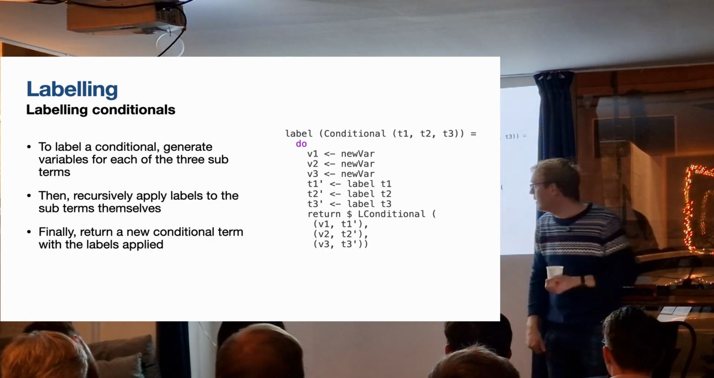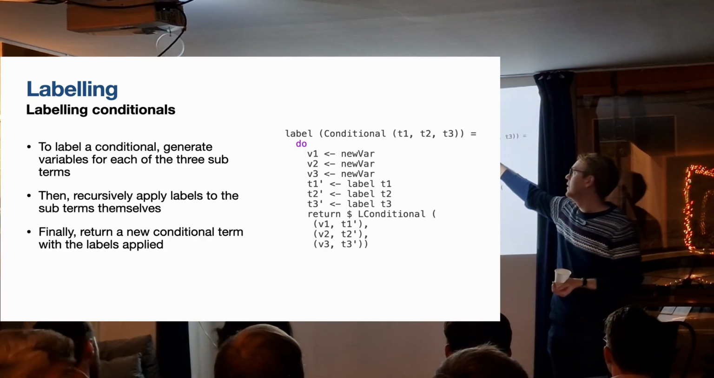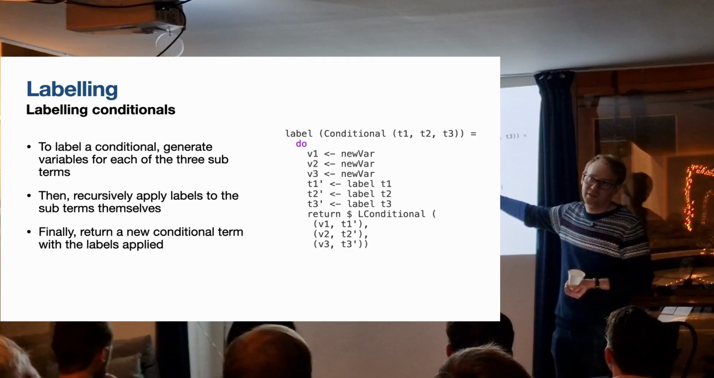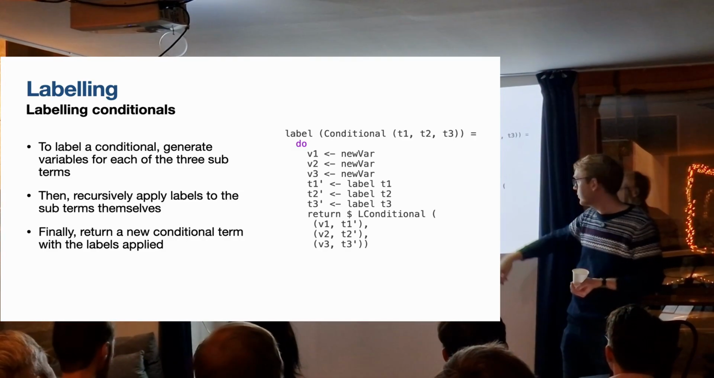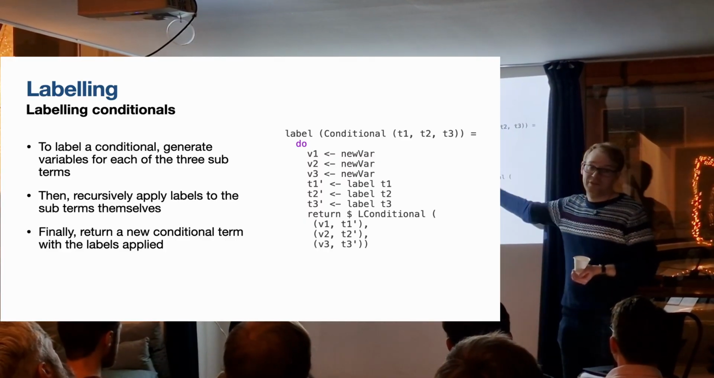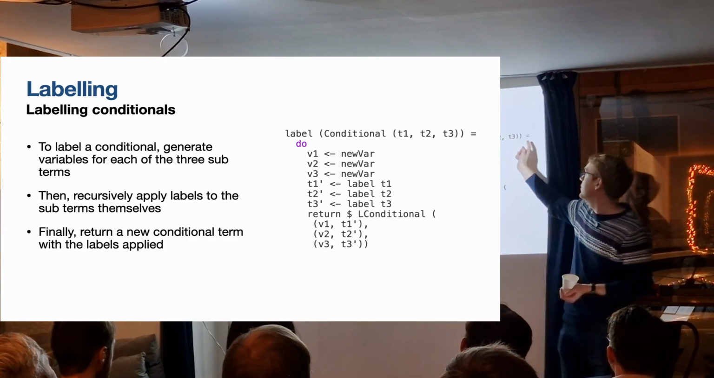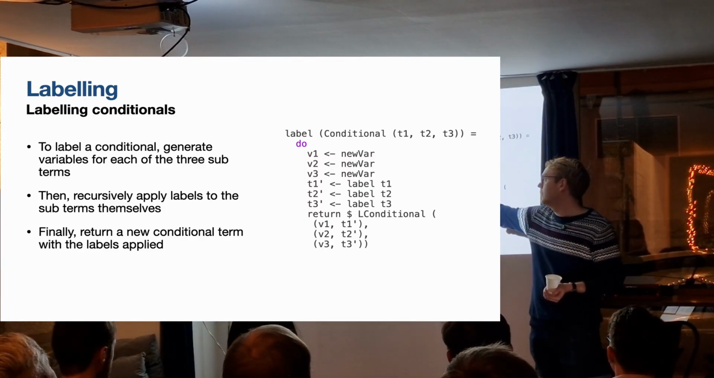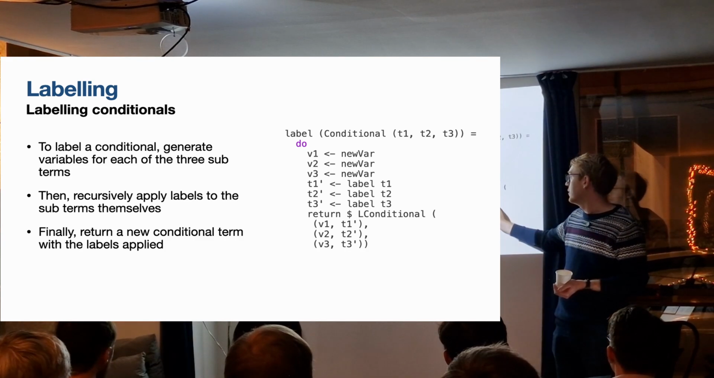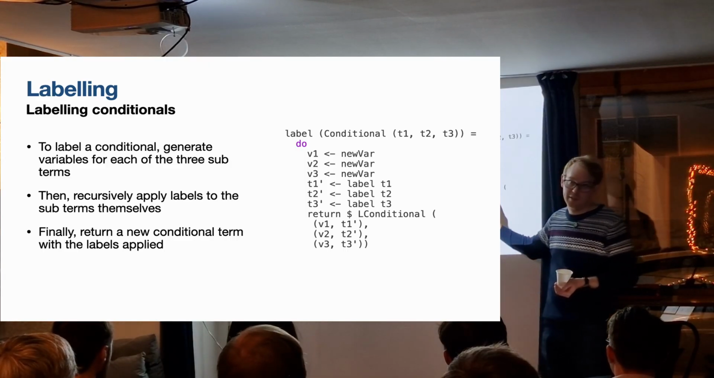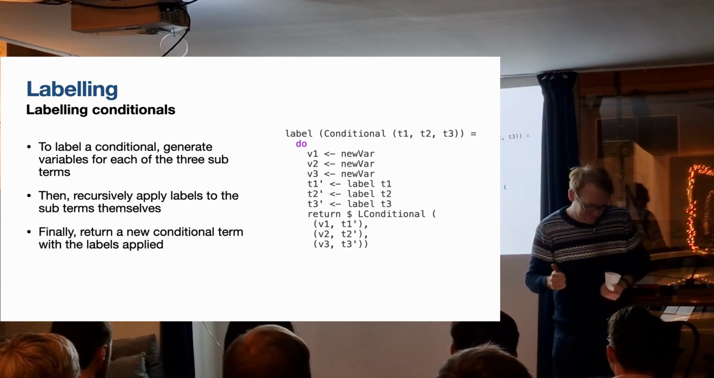Conditionals are not that complicated either. We generate 3 variables in the do block, 1 for each subterm. And then we also need to recursively keep labeling the subterms as well. So we have these 3 input terms, and then we label them and call them T1 prime, T2 prime, etc. And then we simply return the pairs of variables and subterms. Any questions so far about this?